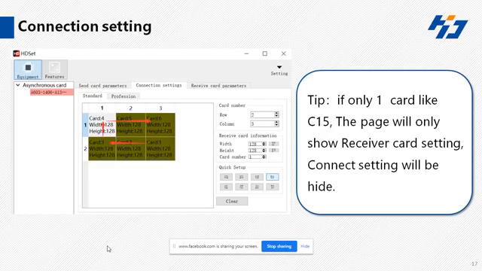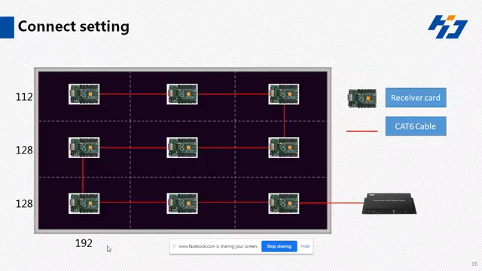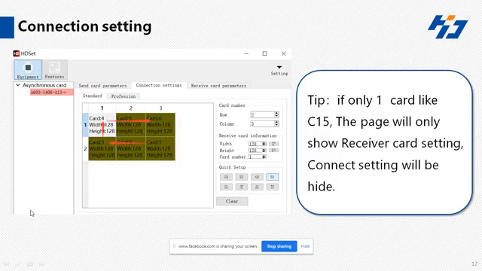Now you can see here in the image, the width and height of the receiving cards is given, for every receiving card. For the first row, 192 is the width of one receiving card and 128 is the height of one receiving card. So in the connection setting we have to do the same. We have to tell how many receiving cards are in a row and how many receiving cards are in a column.